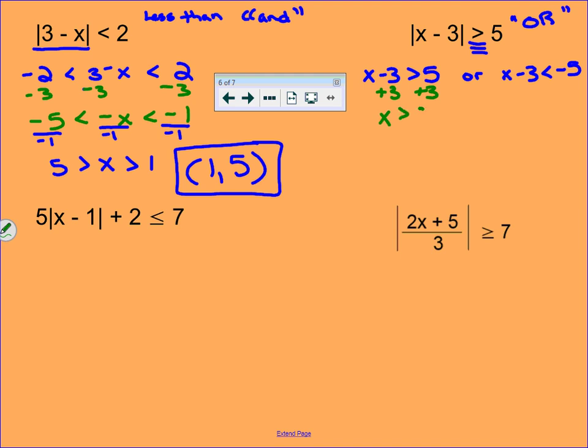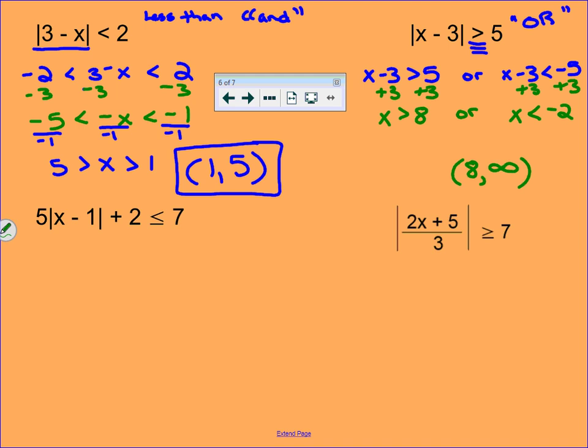X greater than 8. To finish this out, or to get the other part of our answer, we add 3 to this, and now you get an x that is less than negative 2. So if we're trying to write this in interval notation, we have all the numbers that are bigger than 8 to start. So parentheses, because there's no equal to. So all the numbers bigger than 8 is 8, and then our infinity sign.